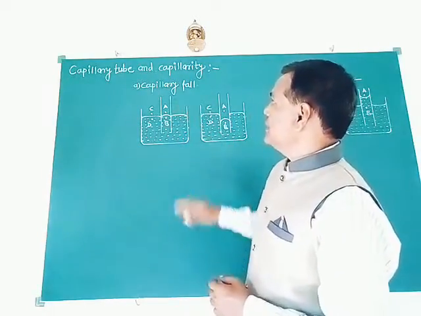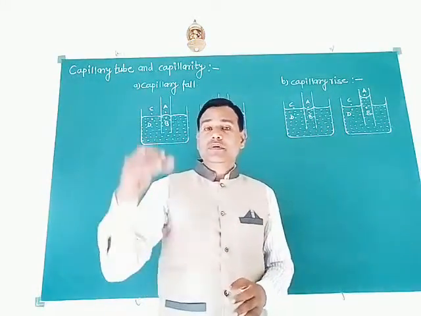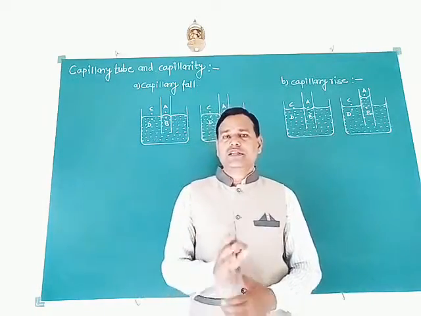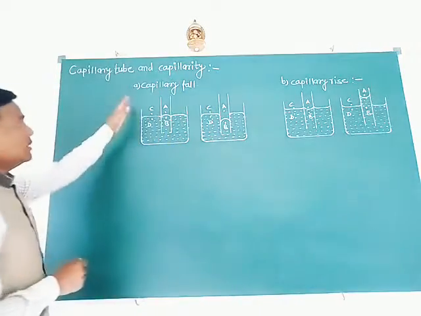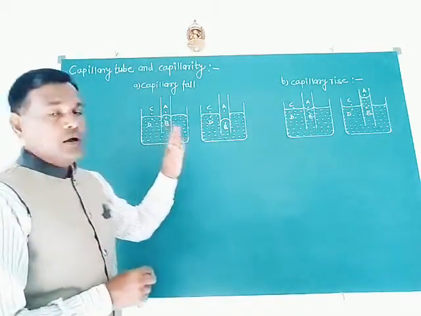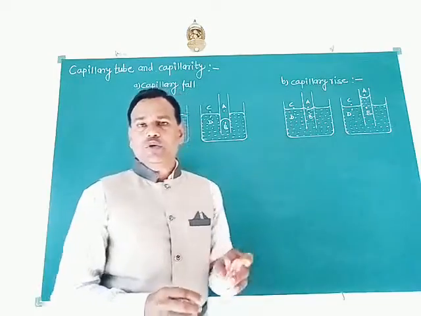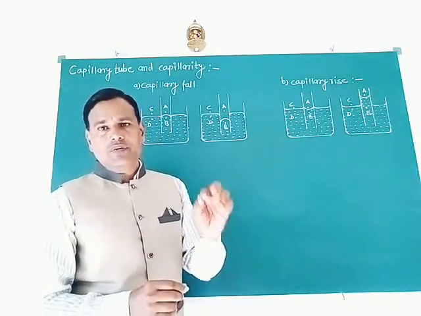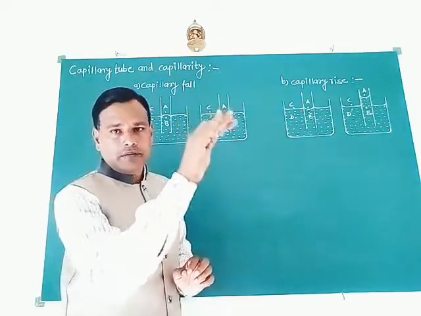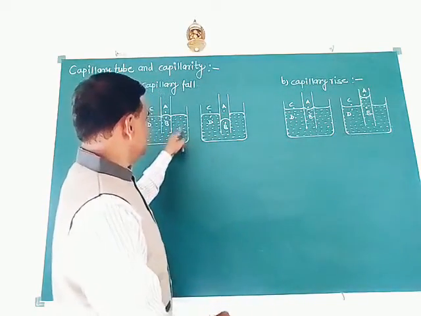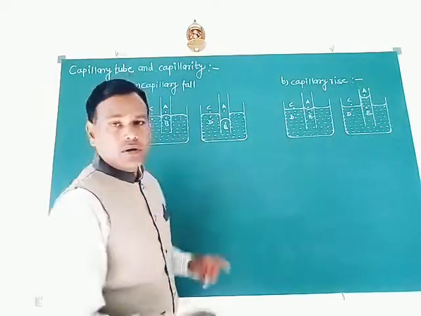Now we have to study actual capillarity. How capillarity takes place, means how liquid rises or falls inside the capillary tube. That we have to study. So first one is capillary fall. What is fall and rise? When the capillary tube is immersed in the liquid which does not wet the solid, the level of liquid falls down as compared to the outside level. It is called as capillary fall.